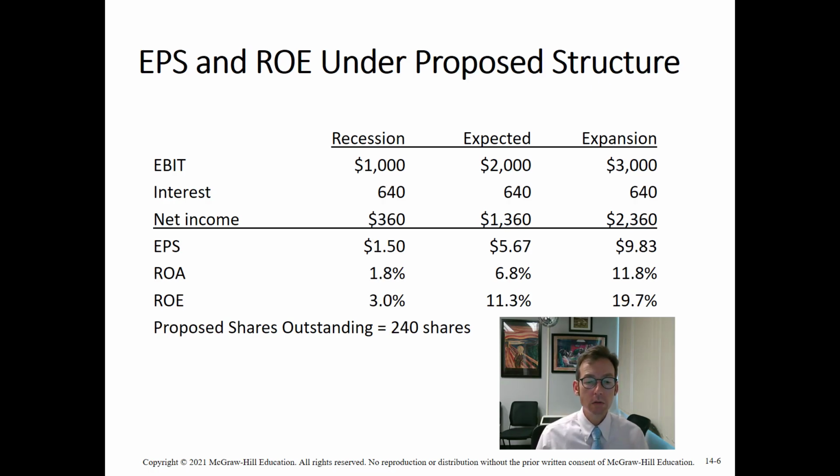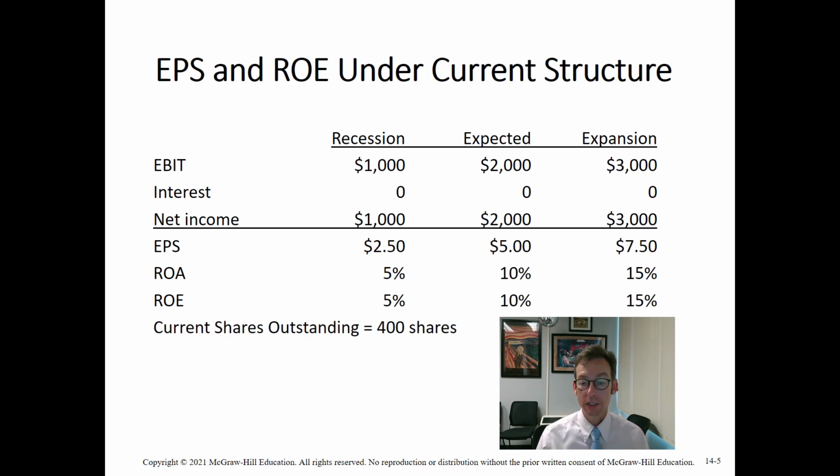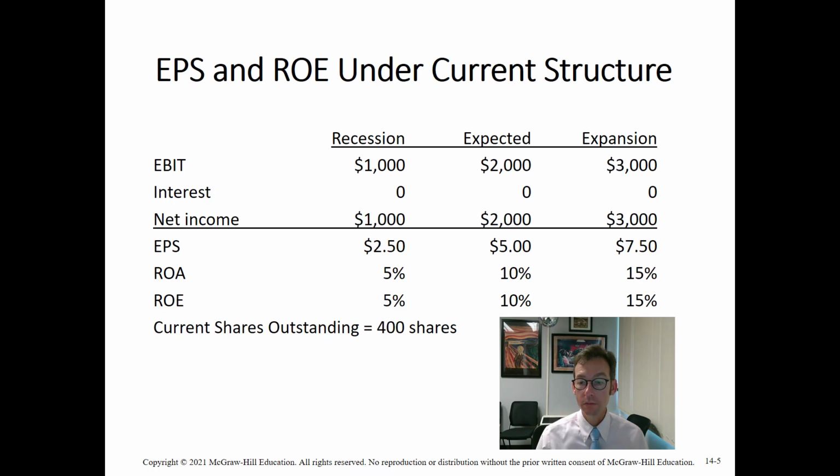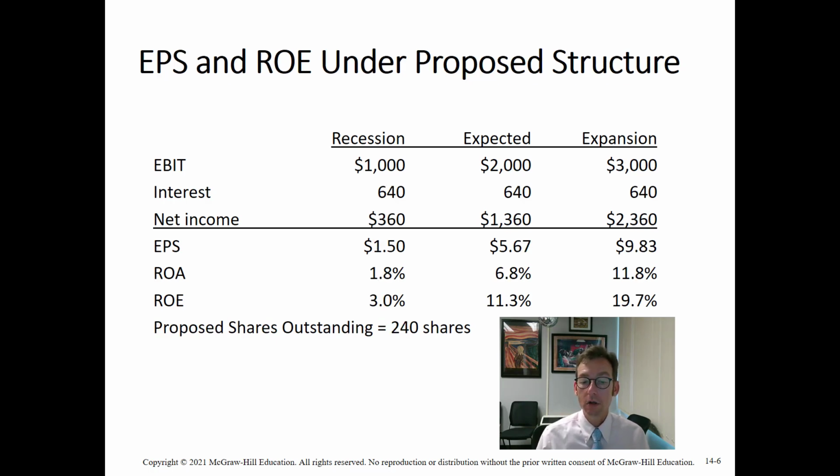But now it's only 1.8%. So now we're starting to see perhaps a downside to leveraging up. In expected times, the ROA will be 6.8% as opposed to 10% in the unleveraged state. And in expansion, we will see 11.8%, or 2,360 divided by 20,000. And that is compared to 15%. Now notice that that is all lower.